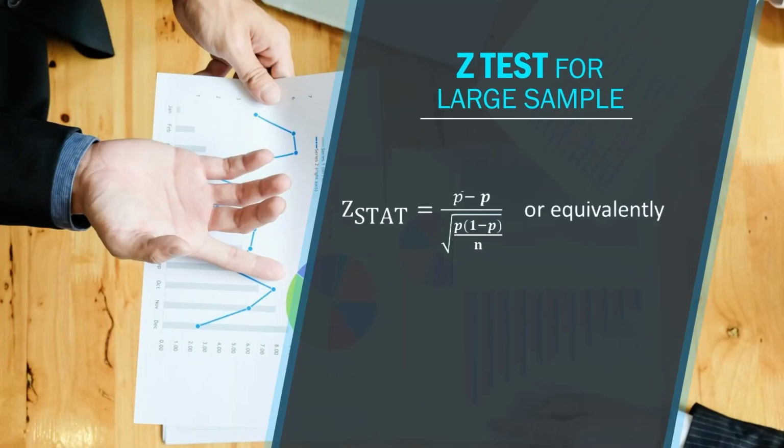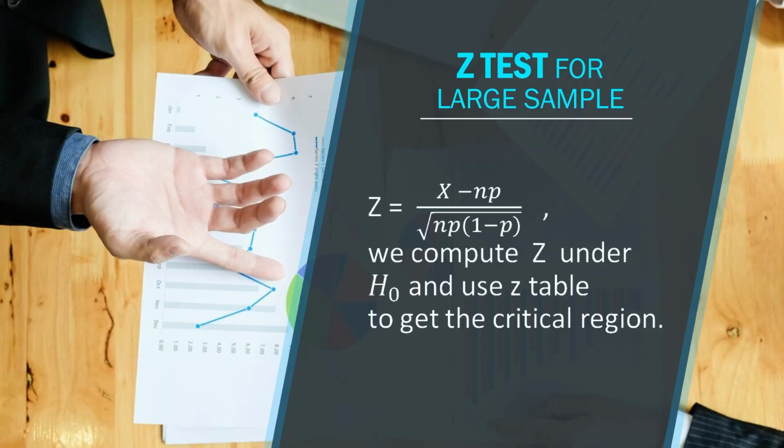So for a large sample, Z stat in terms of P bar is given by P bar minus P divided by square root of P into 1 minus P divided by n. This is one option we have. Another option is Z is equal to X minus nP divided by square root of n into P into 1 minus P. So we compute Z under the null hypothesis and use the Z table to get the critical region. So we are having two options. We will take the second option to test the hypothesis, which is easier to compute.